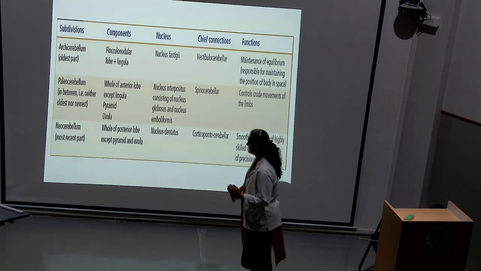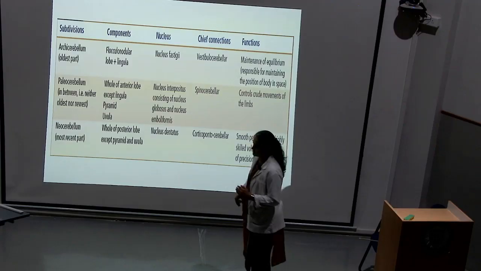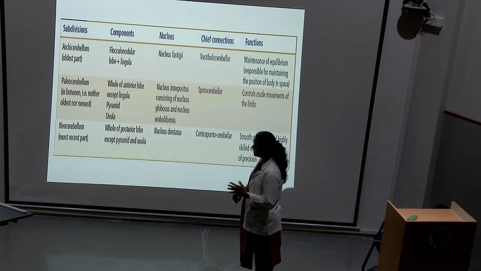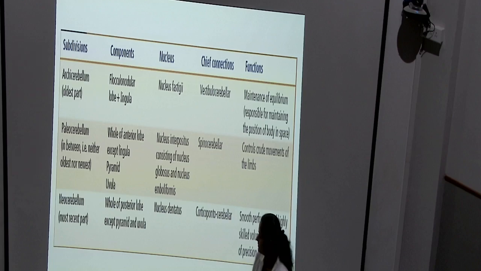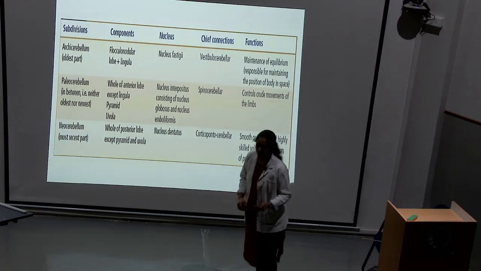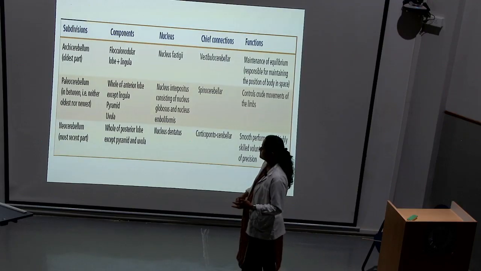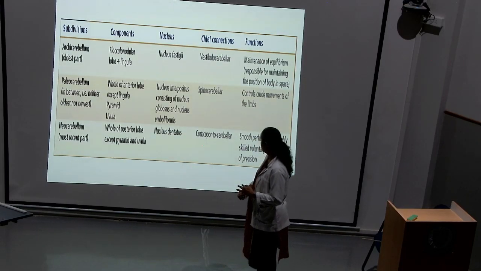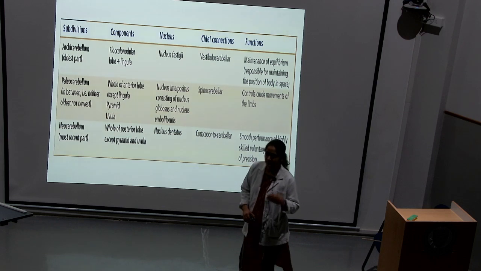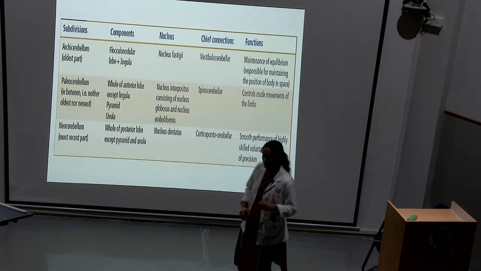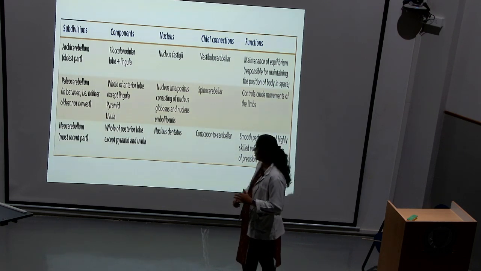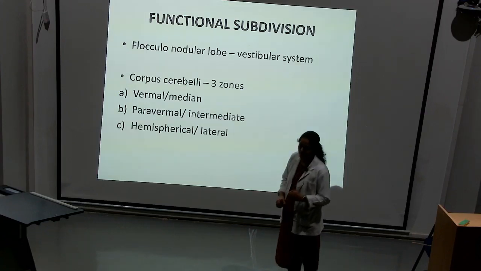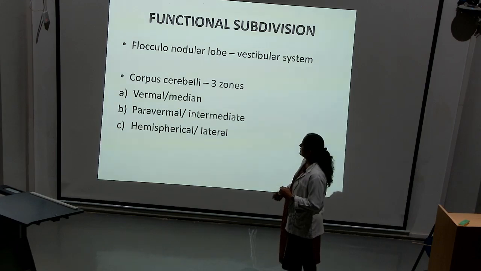This has connections with the nucleus interpositus of the deep cerebellar nuclei, and this controls crude movements of the limbs. And the most recently developed is the neocerebellum, seen in mammals and represented by the whole of the posterior lobe, and this is concerned with smooth performance of highly skilled voluntary movements of precision. If we come to the functional subdivisions, now these have been divided.